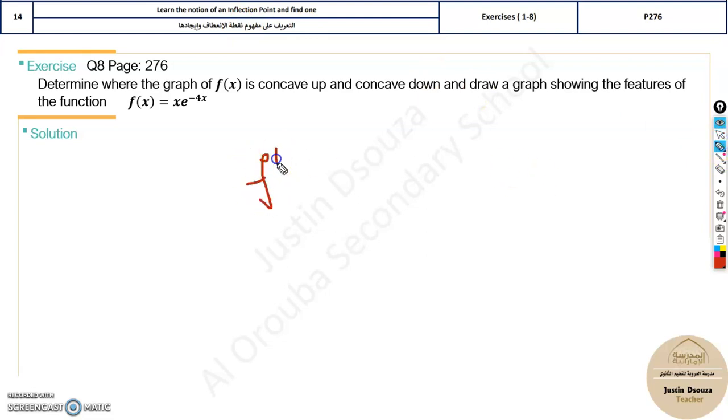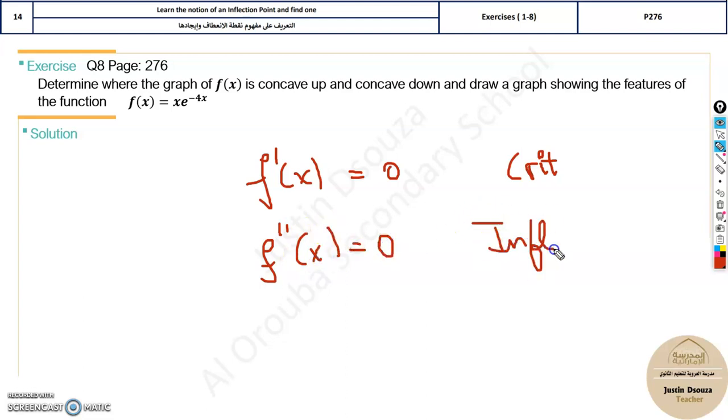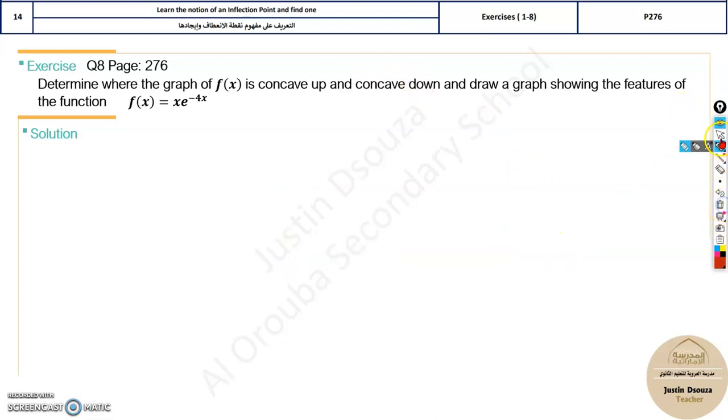First, let's see over here. When we derive the function once and equate it to 0, we'll find critical values. When we derive it two times and equate it to 0, then we will find inflection points. Now, this is what we need to solve for. Now, this is the function over here.